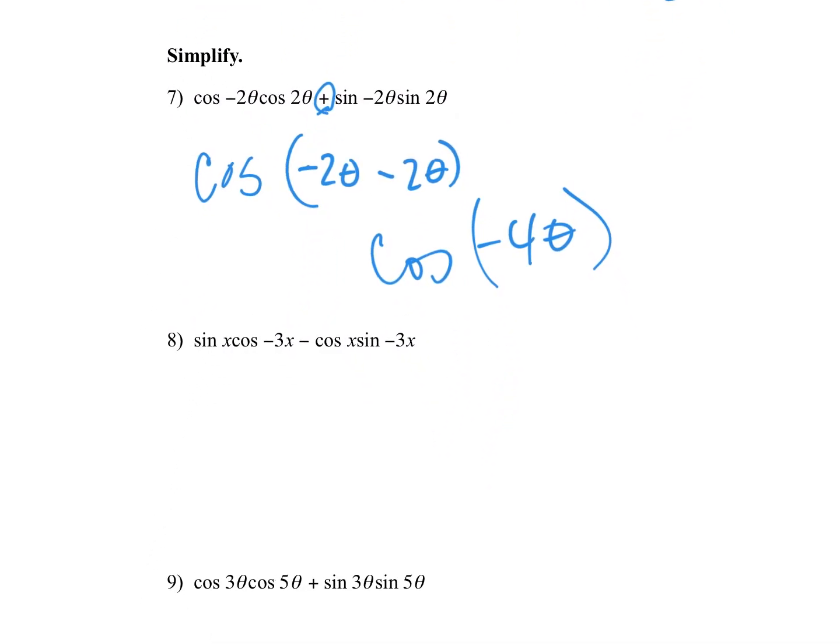Those are pretty easy. Sine, cosine minus cosine sine would be the sine of the first guy minus the second guy, and that second guy has a negative on it, so it'd be the sine of 4x. And cosine, cosine, sine, sine with a plus in the middle would be the cosine of the first guy minus the second guy. And 3 minus 5 is negative 2 theta. So that is your final answer.